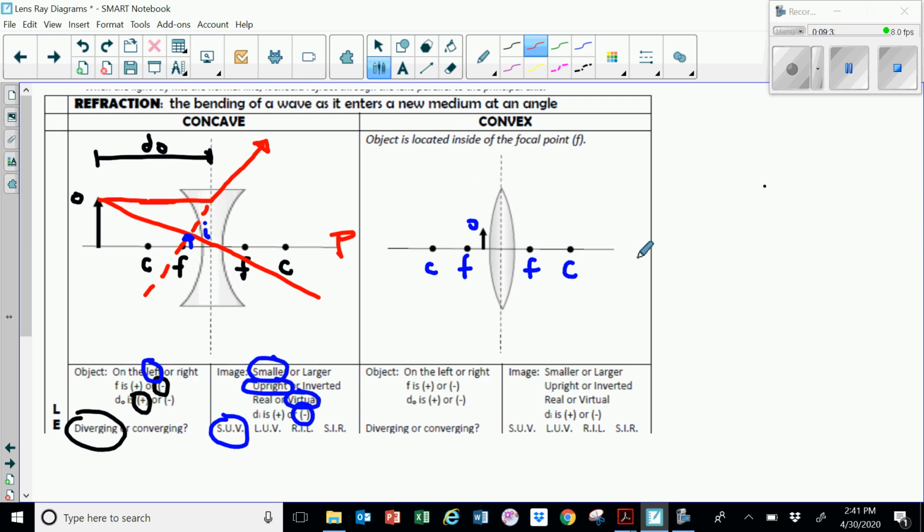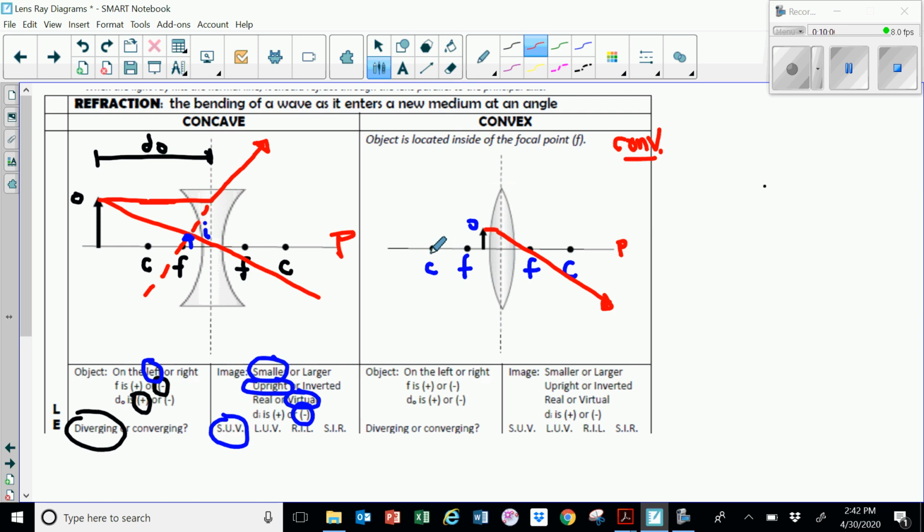First off, we're going to draw a line parallel to the principal axis, P. We're going to draw a line parallel to this, and this ray is going to project down to the focal point, like that. There we go, because this is a converging lens. All the rays that pass through it will converge at the focal point.